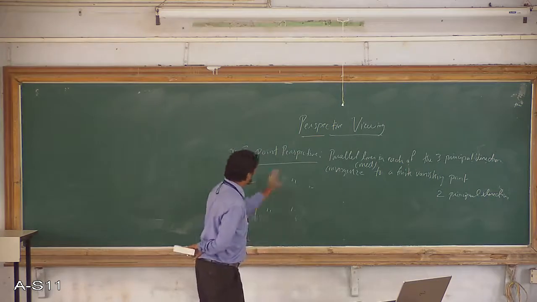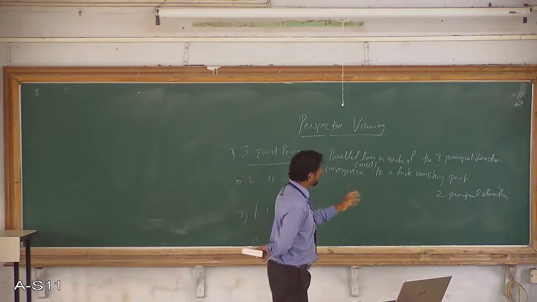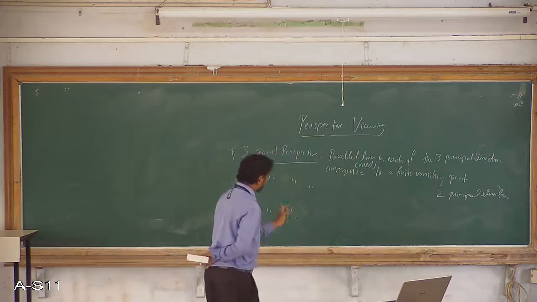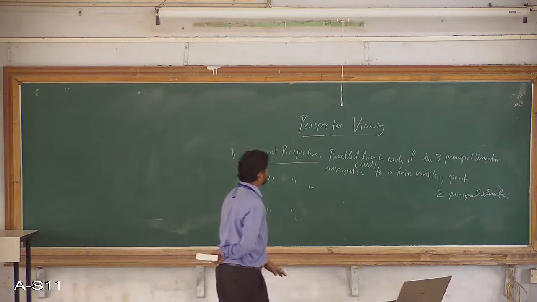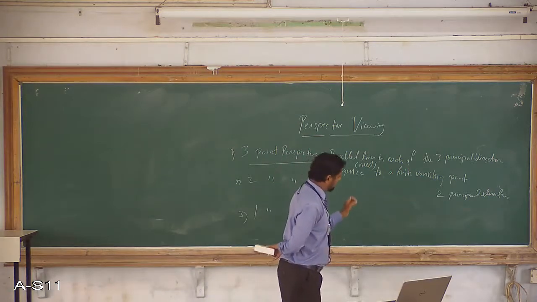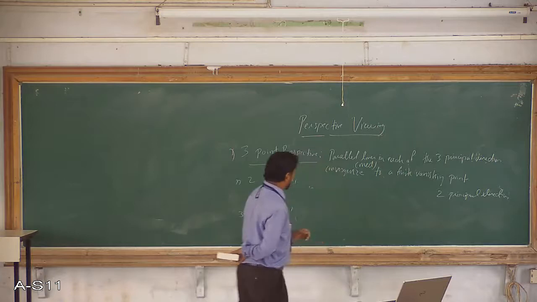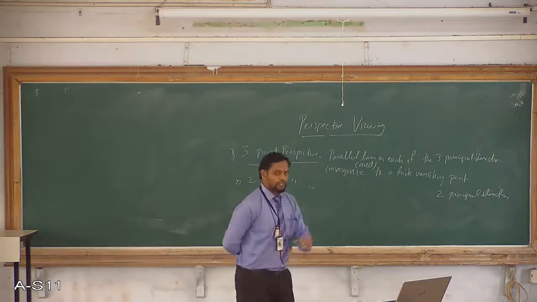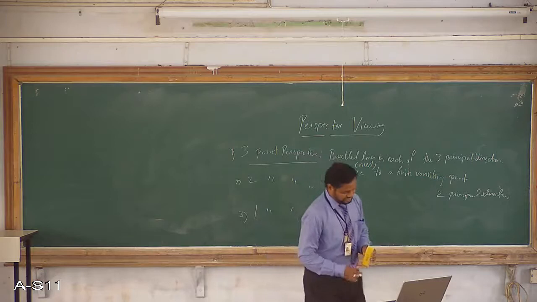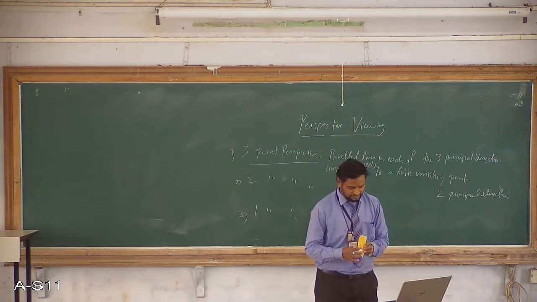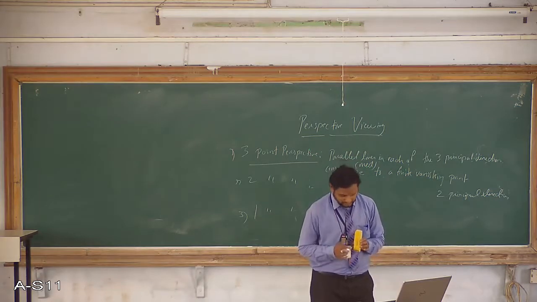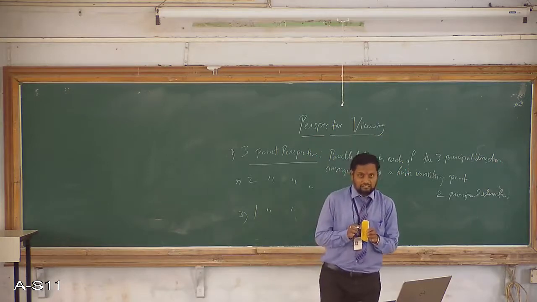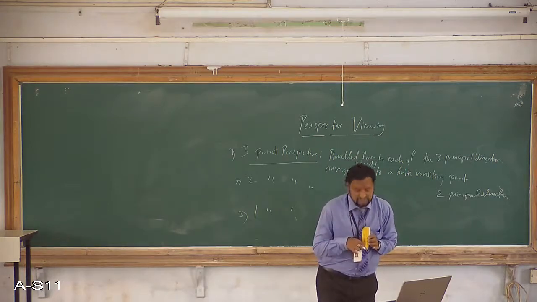So when I say two-point perspective, the parallel lines in each of the two principal directions meet at a finite vanishing point. When I have one-point perspective, parallel lines in the one principal direction meet at a finite point. Generally, if I say this is 3-point, three directional faces, this is one direction, this is one direction, this is one direction, and they are meeting at one point, you can say this is three-point.